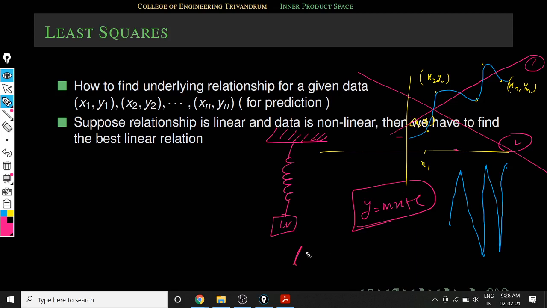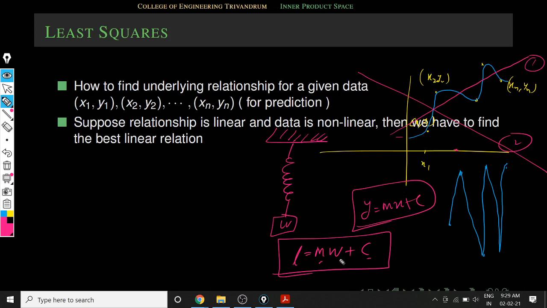That means the elongation L is proportional to the weight linearly, that is, L = mW + c. This is called Hooke's law. The elongation in the spring, that is L, is the increase in length when we add the weight W. Suppose we have to find this m and c for a particular spring. We know that the spring satisfies Hooke's law. So how do we find this m and c?